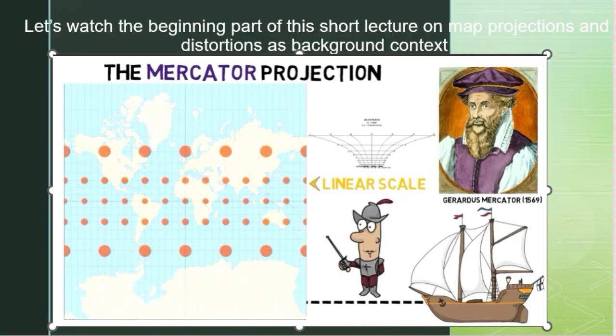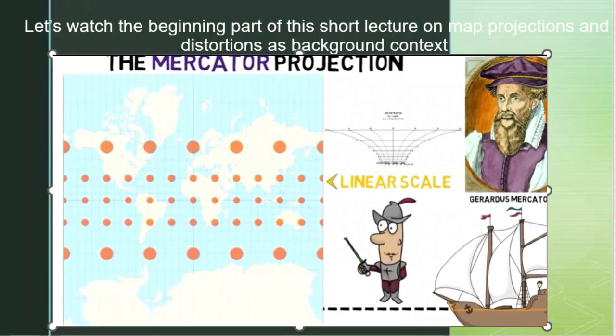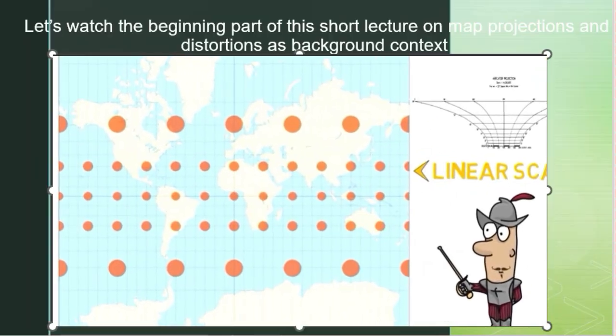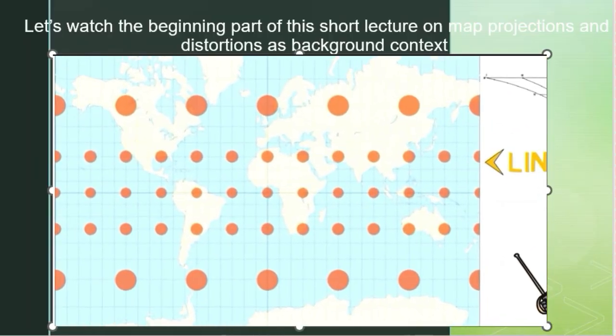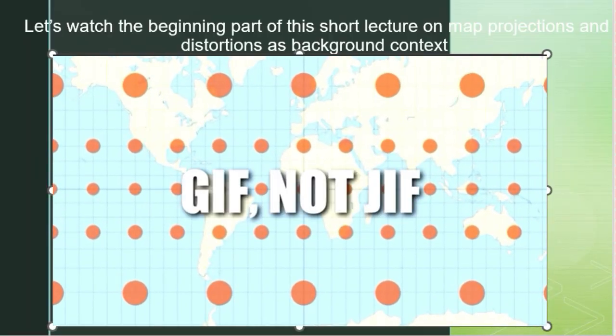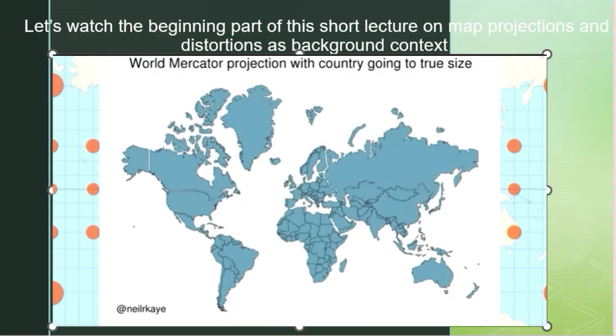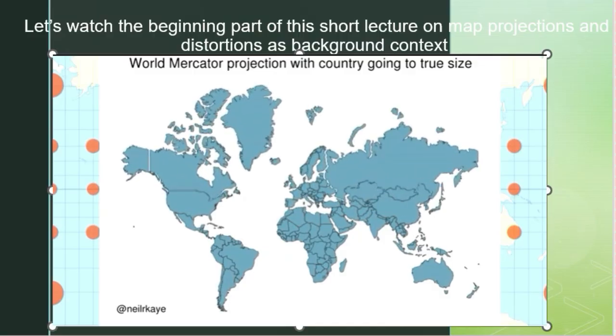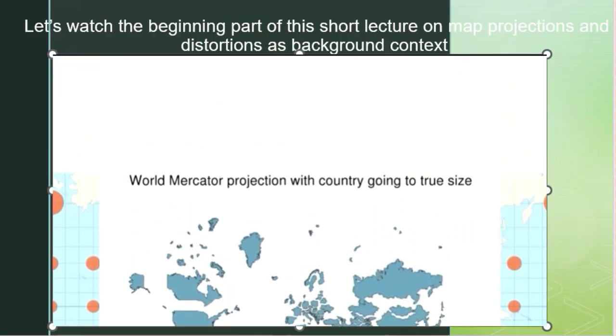This inflation is very small near the equator, allowing countries and continents there to be represented very accurately, but becomes distorted, being too big as it moves towards the poles. In this GIF, yes, GIF, not GIF, we can see countries being reduced to their true size. The ones near the equator have little to no change, while the ones up north shrink a lot.